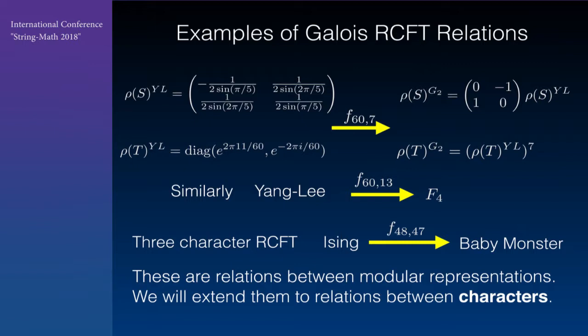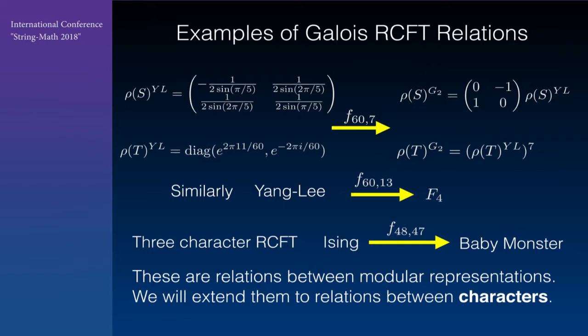7 is relatively prime to 60, so I can act with this element. The F stands for Frobenius. These are often called Frobenius elements. I can write this as an element in Z mod 60Z, take the 7th power, the action of this, and what you find is that you get this matrix times 0, minus 1, 1, 0, and that is the modular representation for affine G2 at level 1. Similarly, I can take the representation of T and take its 7th power, and that gives me the representation of T in affine G2.